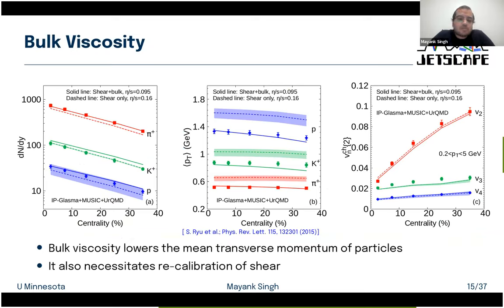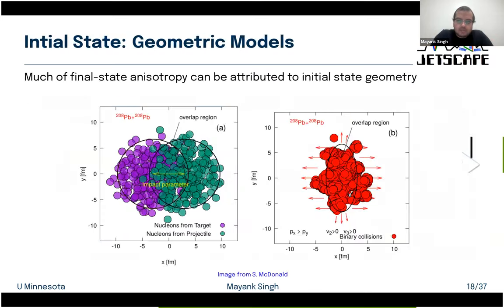Centrality percent: in experiments, you're colliding two nuclei. Maybe I can use a diagram from later in the talk, this might be a good figure, and I'll come back to this later again. When two nuclei collide, it can be a head-on collision, where two nuclei almost overlap each other, or they can collide with different impact parameters. Centrality is essentially a measure of that. A very central collision, 0% centrality, is essentially two nuclei colliding head-on, so all the nucleons in the nucleus are taking part in the collision. But as you go to higher centrality percentage, you're going to more and more peripheral collisions.